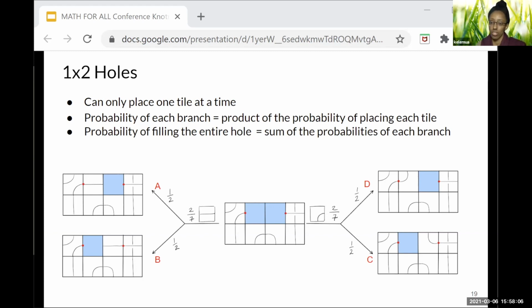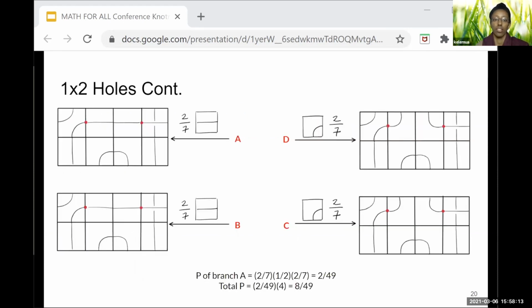So we know only a single tile corresponds to a suitably connected filled hole. And to calculate the probability of branch A, for example, that branch is the product of the probability of placing each tile. So it's going to be 2/7 times 1/2 times 2/7, which gives us a probability of 2/49. And in this case, all of our branches just happen to have a probability of 2/49. So the total probability is 8/49.